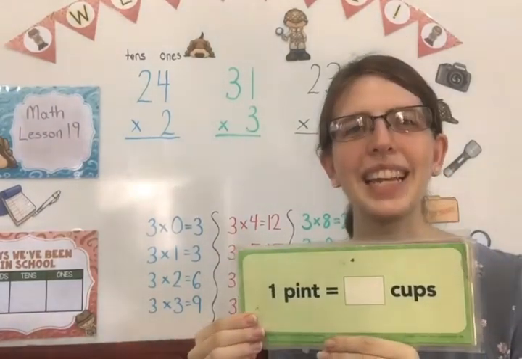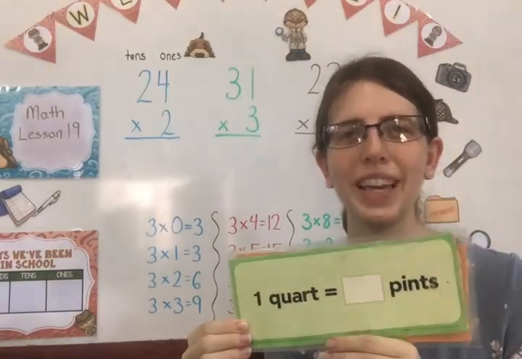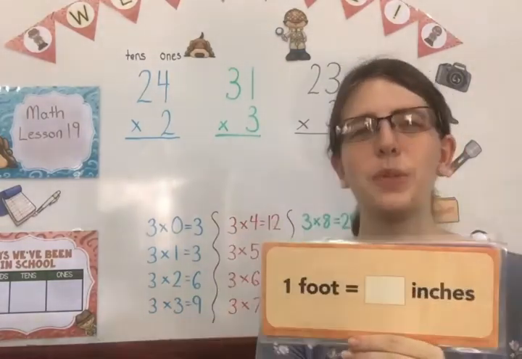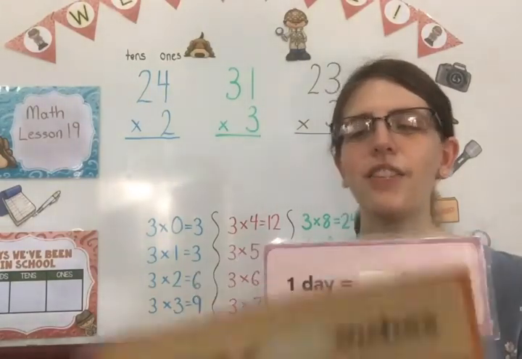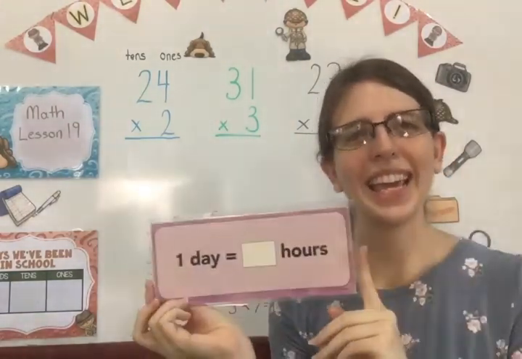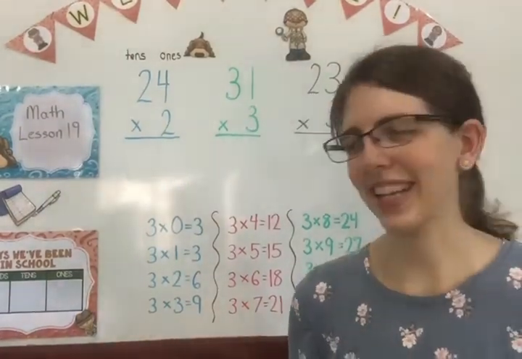1 pint equals 2 cups. 1 quart equals 2 pints. 1 foot equals 12 inches, and 1 day equals 24 hours. Very nicely done.